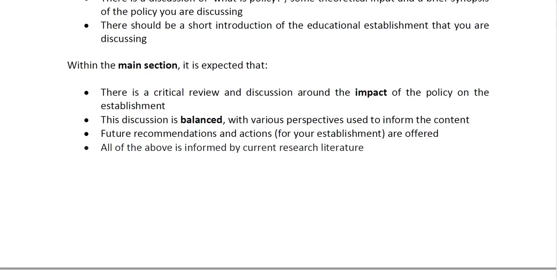Again, I can't emphasize this enough. This has to be informed by academic literature. So my top tip, as ever, is to move from the descriptive to the critical.